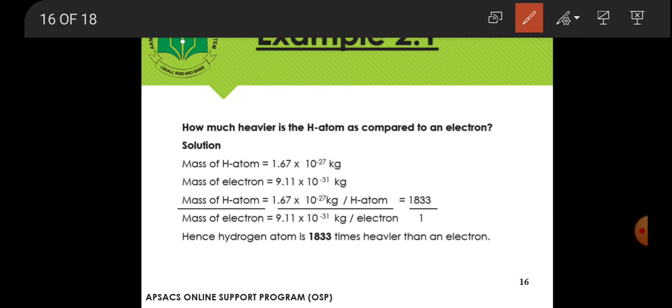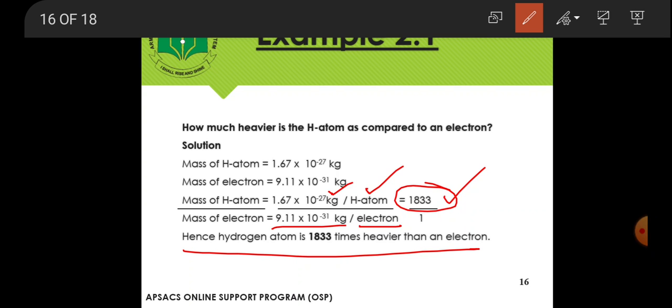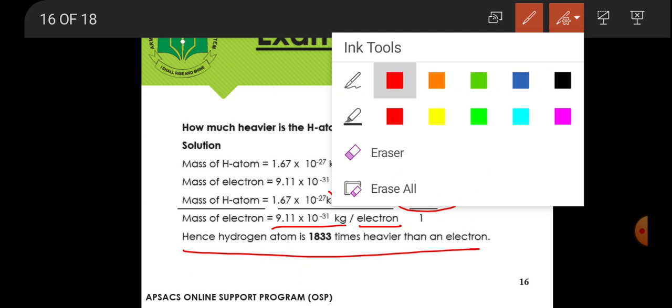So mass of hydrogen is 1.67 × 10^-27 kg per hydrogen atom, means mass of one hydrogen atom, and mass of electron is 9.11 × 10^-31 kg per one electron, that is mass of one electron. So the answer is 1833. The hydrogen atom is 1833 times heavier than electron. Hence hydrogen atom is 1833 times heavier than an electron.